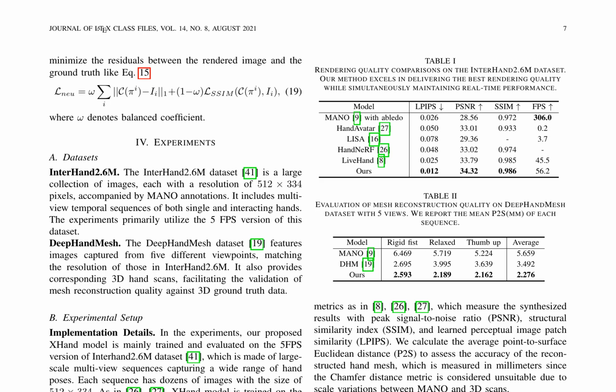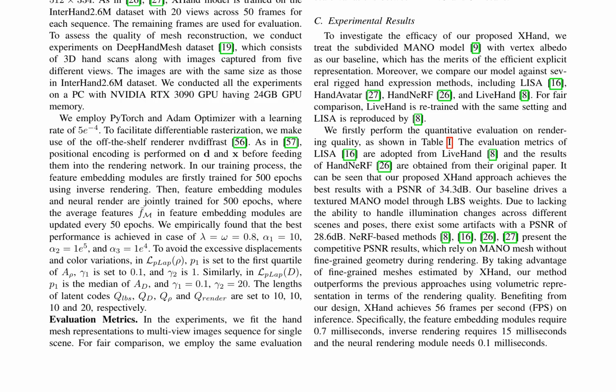The proposed XHand model is evaluated on the InterHand2.6M and DeepHandMesh datasets. The InterHand2.6M dataset consists of large-scale multiview sequences capturing a wide range of hand poses, with each sequence having dozens of images with a resolution of 512 x 334 pixels. The DeepHandMesh dataset features images captured from 5 different viewpoints, matching the resolution of those in InterHand2.6M, along with corresponding 3D hand scans. The XHand model is trained on the InterHand2.6M dataset with 20 views across 50 frames for each sequence, and the remaining frames are used for evaluation.